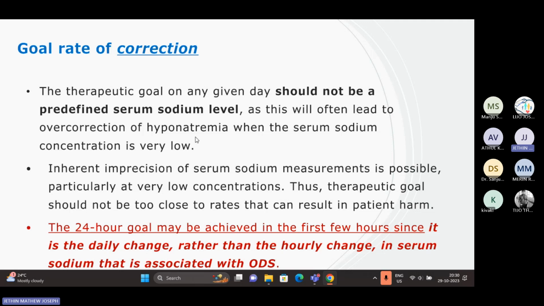So even if you achieve this 4 to 6 milliequivalents per liter of increase in the first few hours, it is okay. You just need to maintain it for the total of 24 hours, because it is a daily change which is more associated with complications rather than the hourly change.